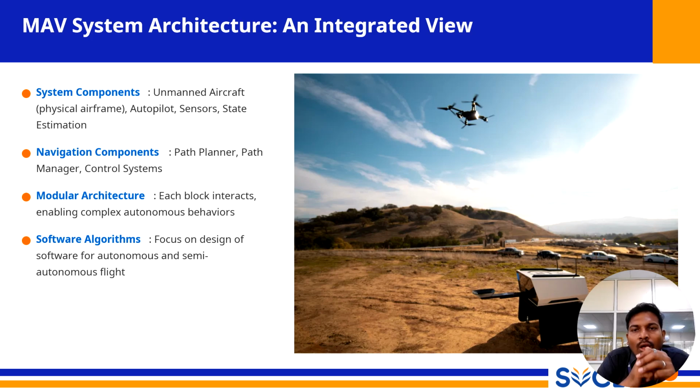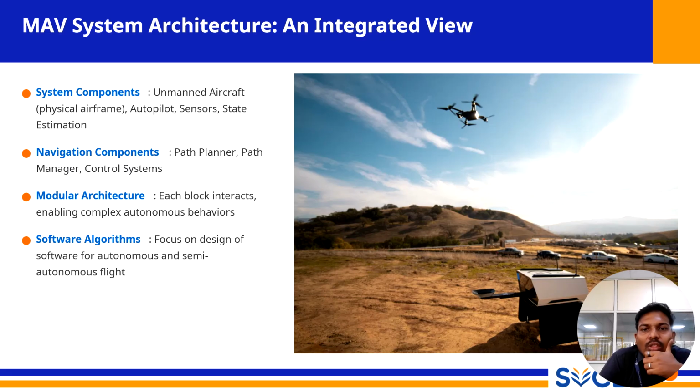That's where state estimation comes in. This is a critical software module that takes all the incoming sensor data and fuses it together to produce a single accurate and reliable estimate of the drone's current state: its position, orientation, and velocity.